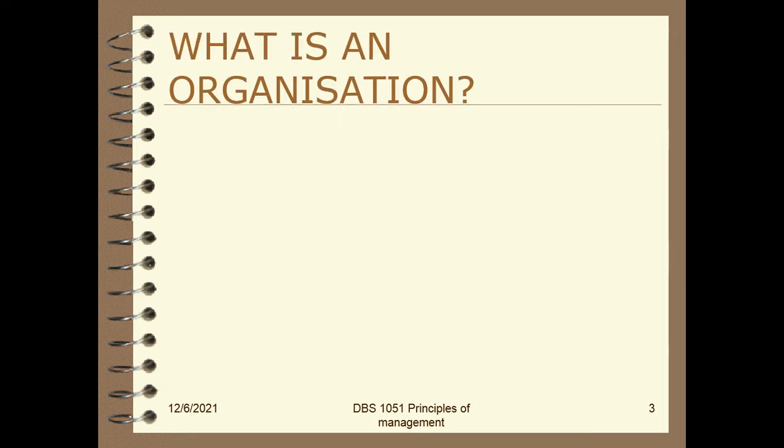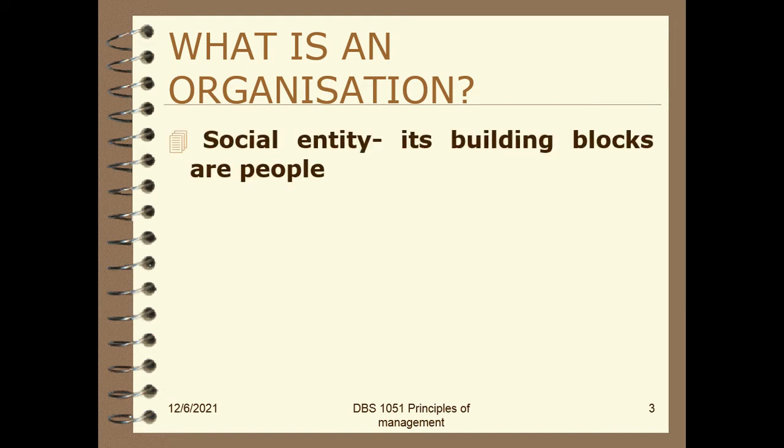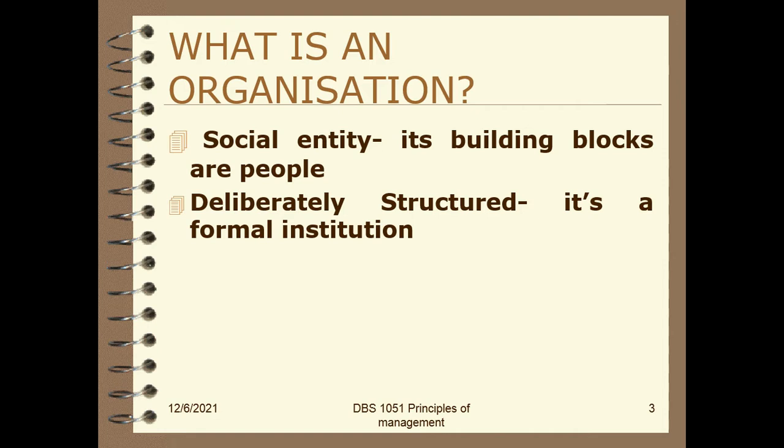These are as follows. An organization is a social entity. This means that its building blocks are people. What makes an organization is not the buildings, it's the people operating in those buildings. An organization is deliberately structured, meaning it is a formal institution. There is a deliberate step to ensure that this social entity exists. It doesn't just exist without any purpose.